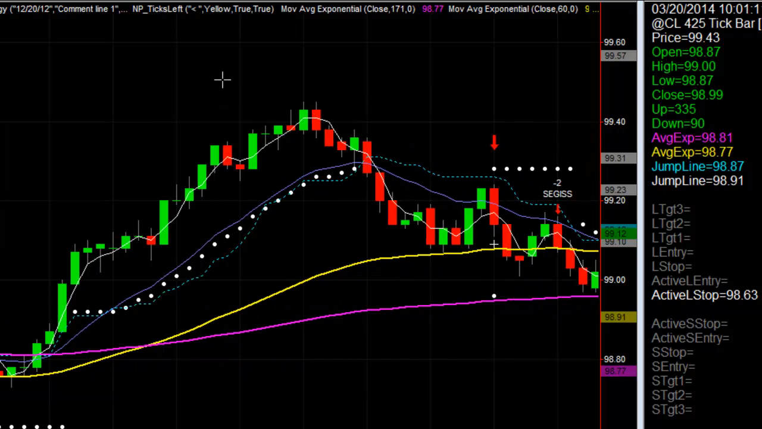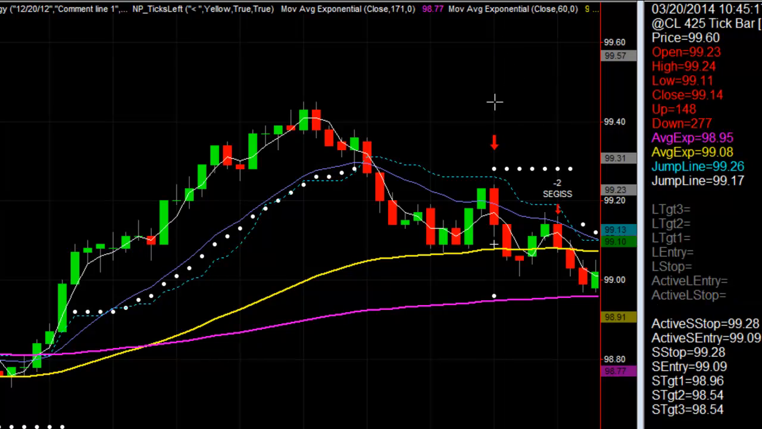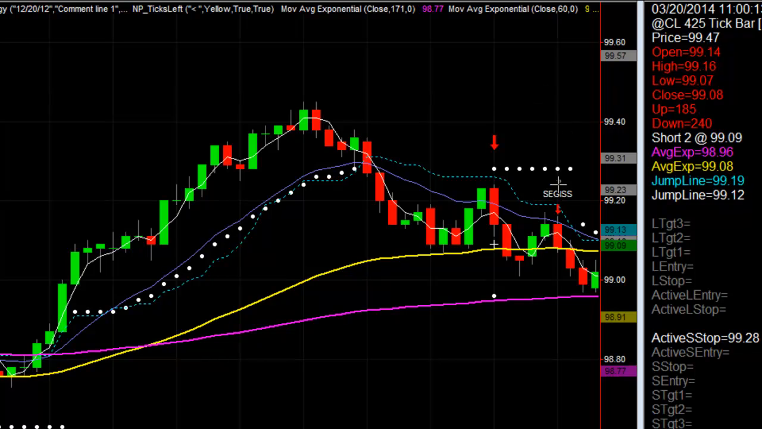11 a.m. This mini session starts. Notice we're using a different chart. This is a faster chart. It's a 425 tick bar, whereas the first mini session used a 610 tick bar. Here's our start time. Actually, the trade set up in front of our start time, but the strategy is smart enough to know to get in sync and to be able to take that trade at our start time.